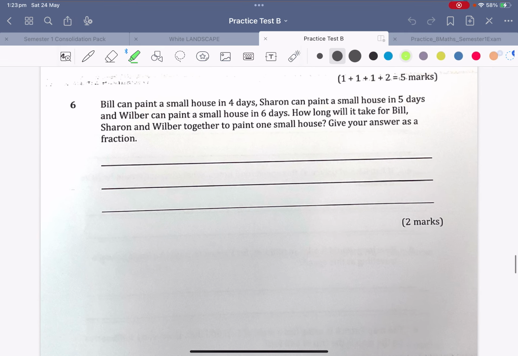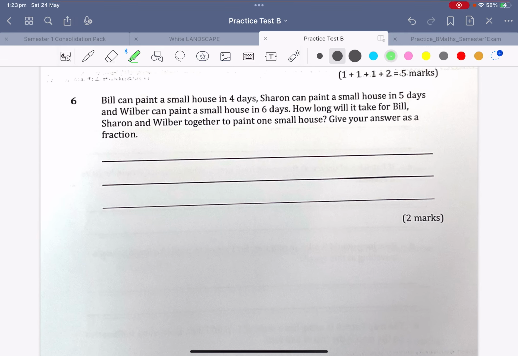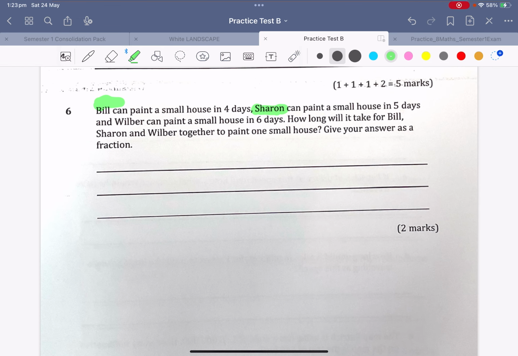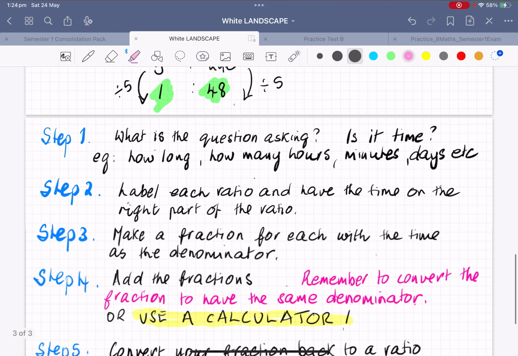And here we have 3 people. We have Bill, we have Sharon, and we have Wilbur. So Bill can paint one house in 4 days. Sharon, one house, she will take 5 days. And Wilbur can paint one house in 6 days. So give it a go. Follow the steps, which I shall show you now.